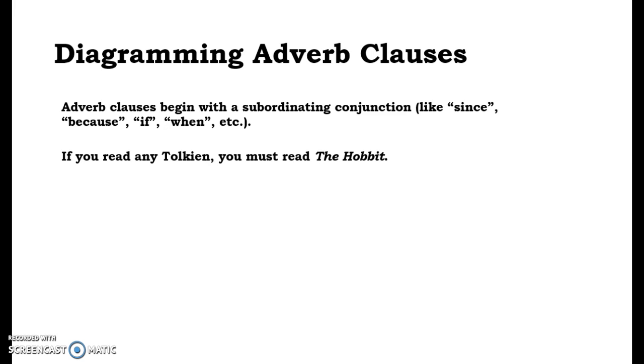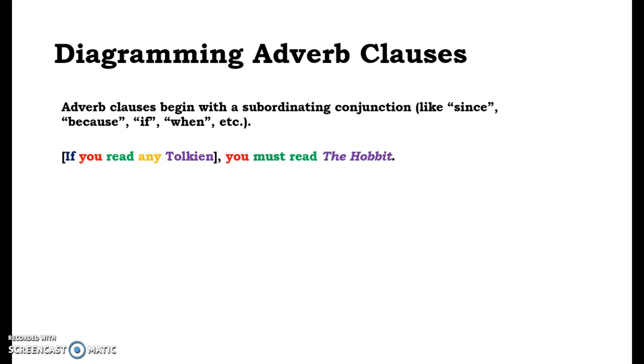Just like with compound sentences, we don't put the conjunction on the baseline, we put it on a dotted line connecting the two different baselines. Good. So if you read any Tolkien, you must read The Hobbit. Here is an if-then structured sentence, and this is a perfect example of an adverb clause. If you read any Tolkien, you must read The Hobbit. If you read any Tolkien, that if statement is our dependent adverb clause, and then the rest is the normal sentence. So if you color code everything, it looks like this.